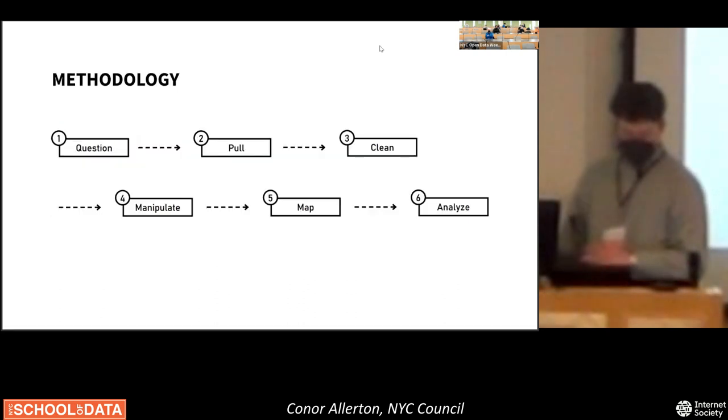My very simple methodology is a very common methodology for data science. We start with our question. We pull the data we need. We clean it up so we can work with it. Then we work with it. And then you can map that or view it and analyze your results. And we can see if we've answered our question, or if we need to go back to one of these steps and try it again. So it's a very straightforward methodology, but I think it's a helpful reminder of what this process really looks like.